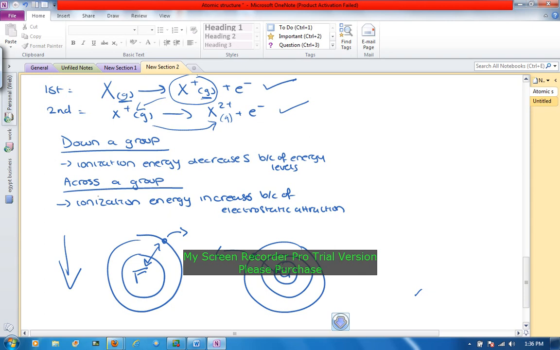However, across a period, ionization energy increases because there are more protons and more electrons, which means that there's greater electrostatic attraction, which means that the electrons are held closer to the nucleus, and it's harder to remove the electrons. So the ionization energy increases across a period.